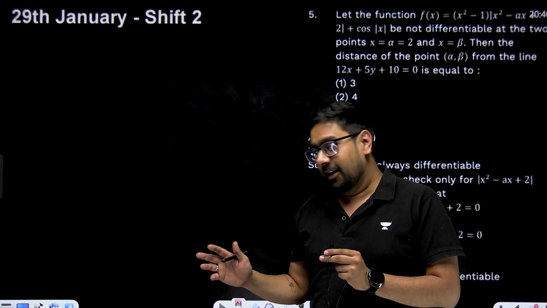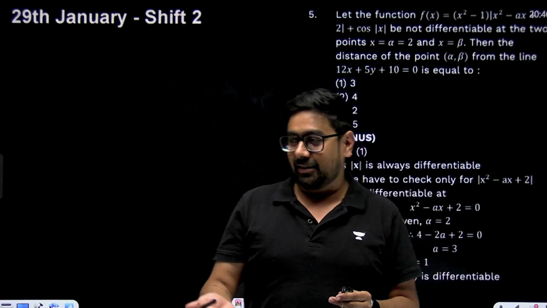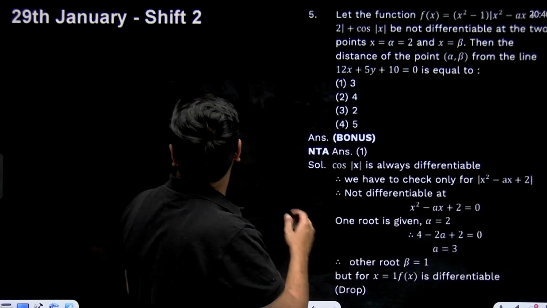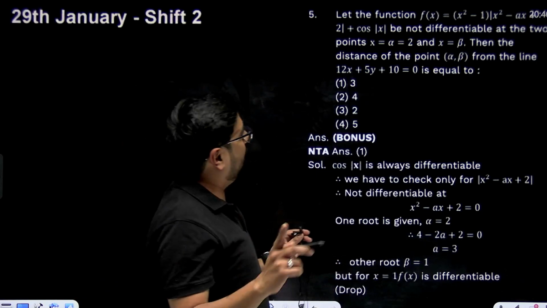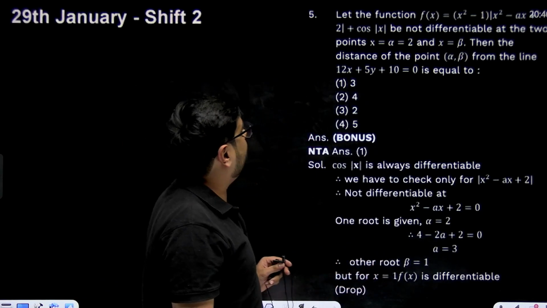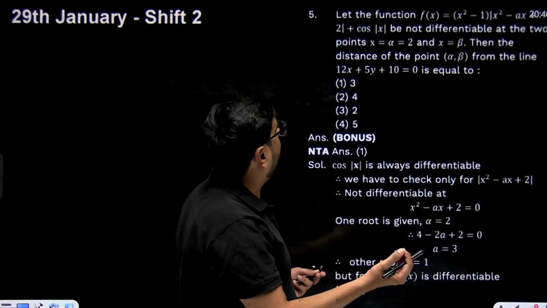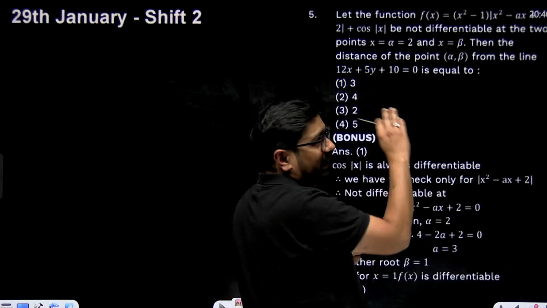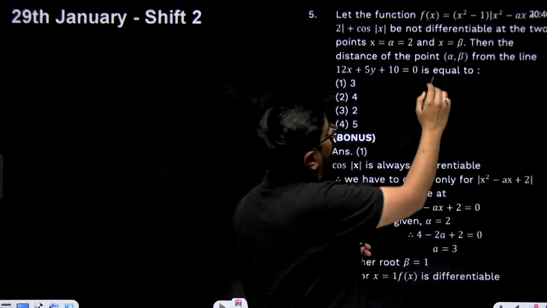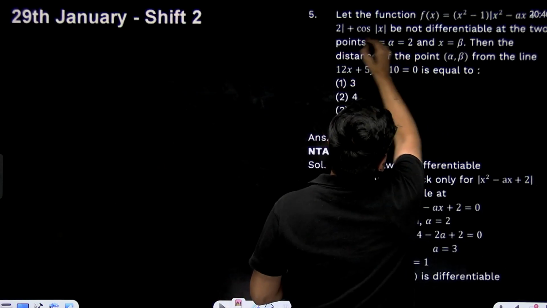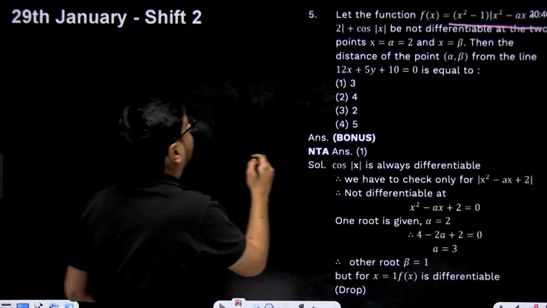There is only one question which has chances to be bonus, which is this question that came in 29th January, shift 2, the last shift of JEE Main's first attempt. There is a very minute problem in this question. Otherwise, in all of the other questions, no problems were found. Here is the function given to us. I'll write the function separately for you.